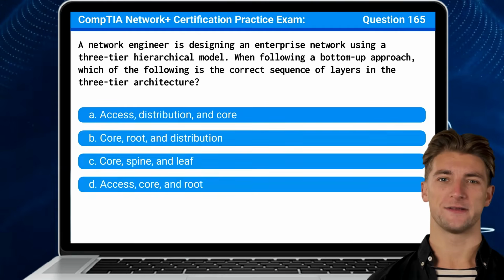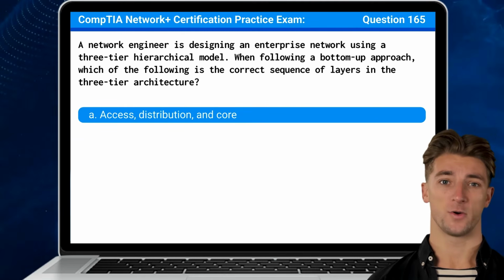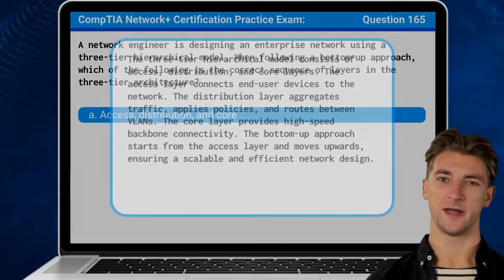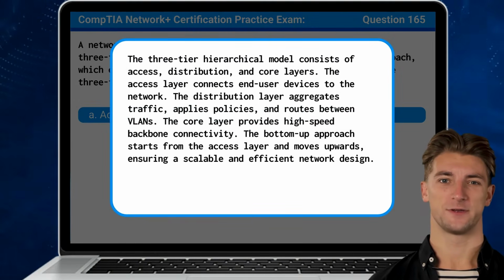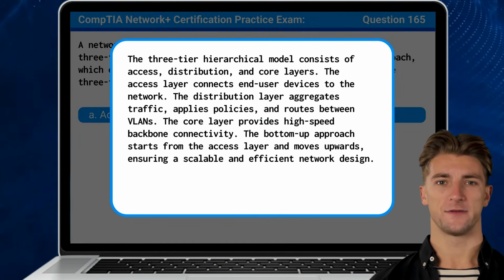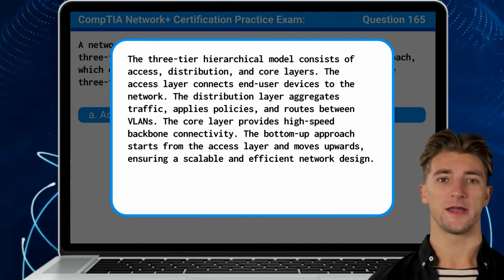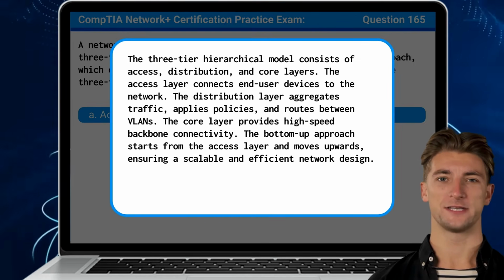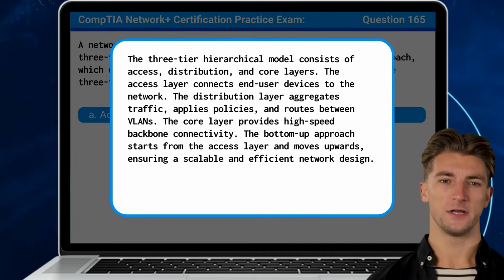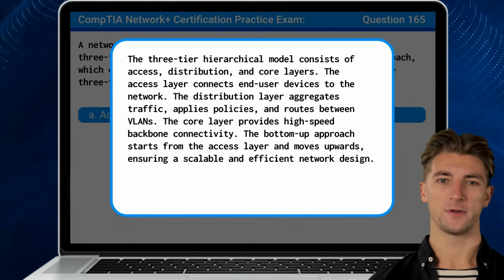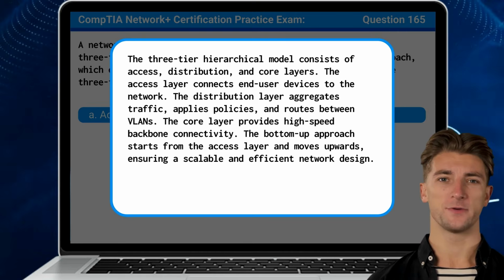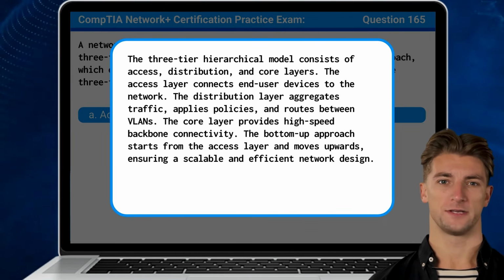The answer is A. Access, distribution, and core. The three-tier hierarchical model consists of access, distribution, and core layers. The access layer connects end-user devices to the network. The distribution layer aggregates traffic, applies policies, and routes between VLANs. The core layer provides high-speed backbone connectivity. The bottom-up approach starts from the access layer and moves upwards, ensuring a scalable and efficient network design.